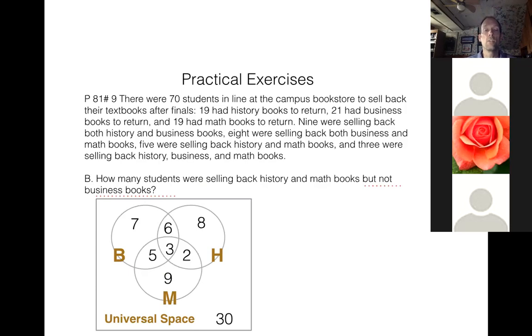Okay, so let's take a look. We're selling back the history and the math books, but not the business. So what part of the circles are we looking at right now when it says the history and the math? Like if we just read that much of it, what part are we zeroing in on?